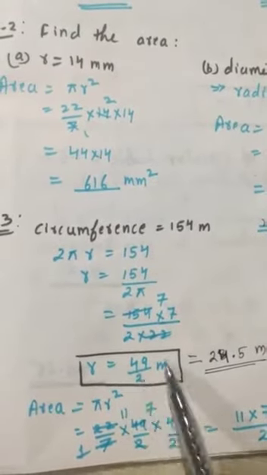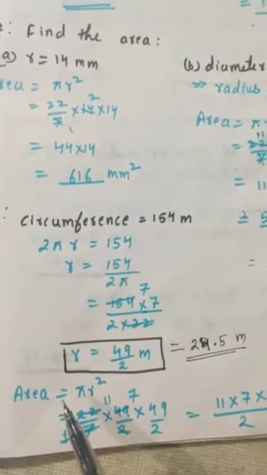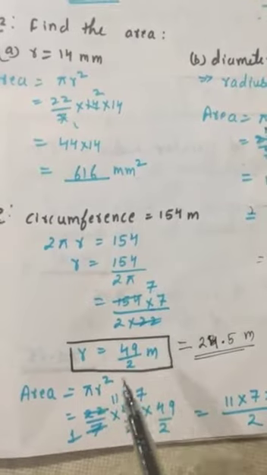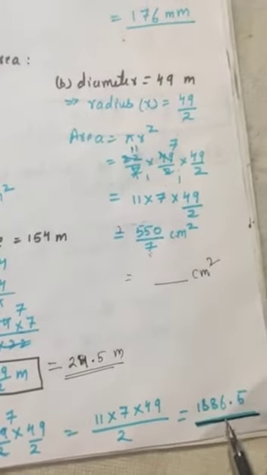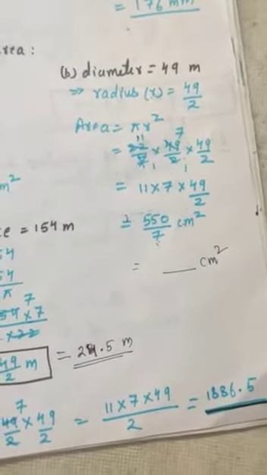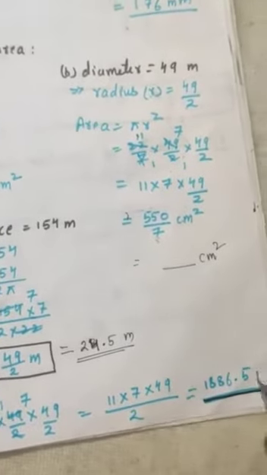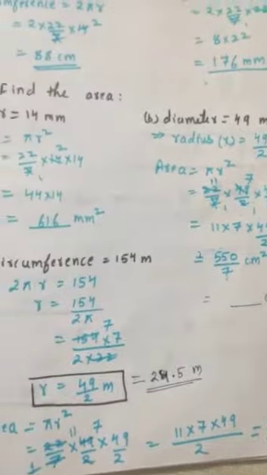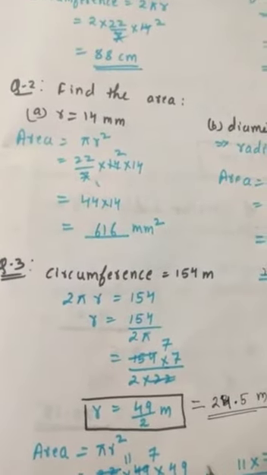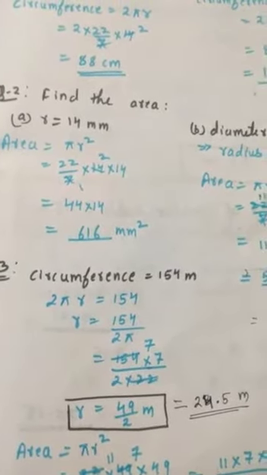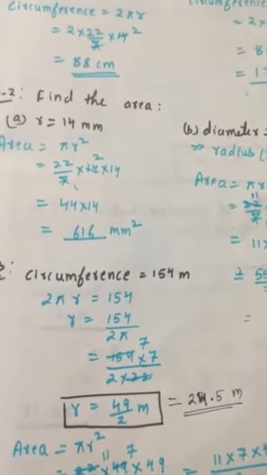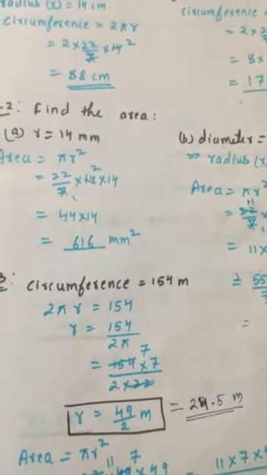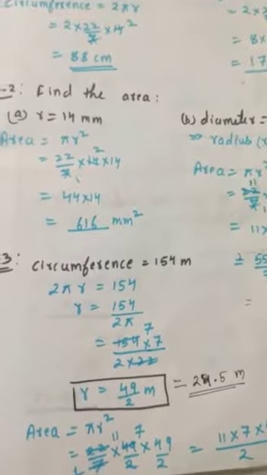And using this radius, you can calculate area, which is given by the formula pi r square, and it will come 1886.5 meter square. Okay, don't forget to write the units. So this way you can calculate the radius when circumference is given to you, and you can calculate the area. Okay, I hope all of you have understood the 3 questions. Now we'll see the next question.